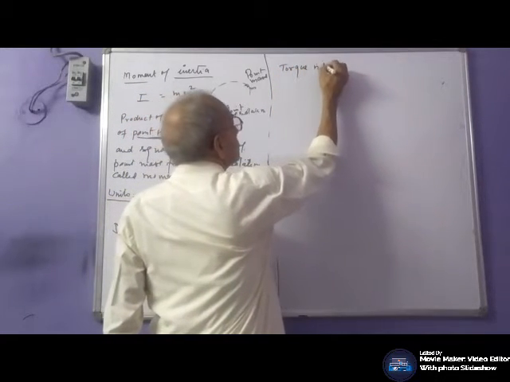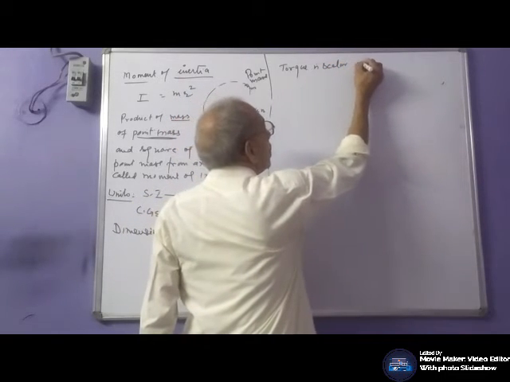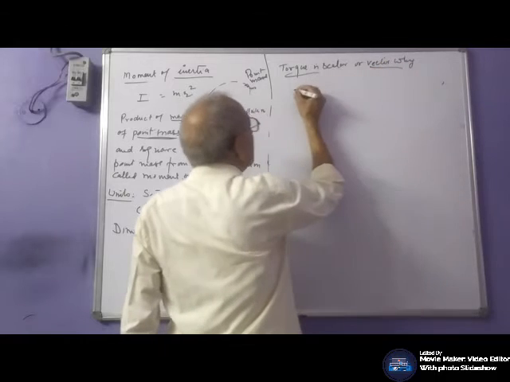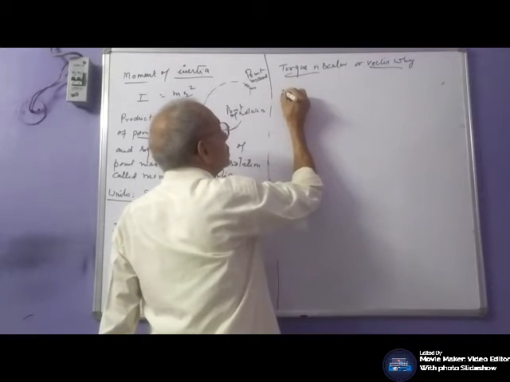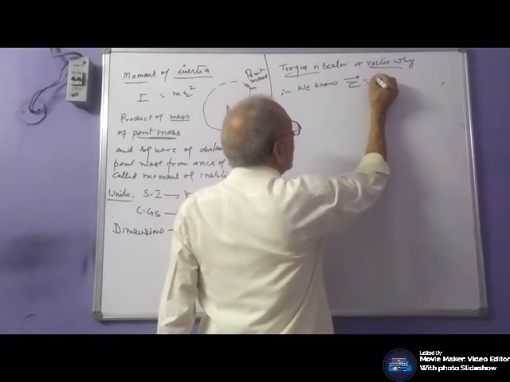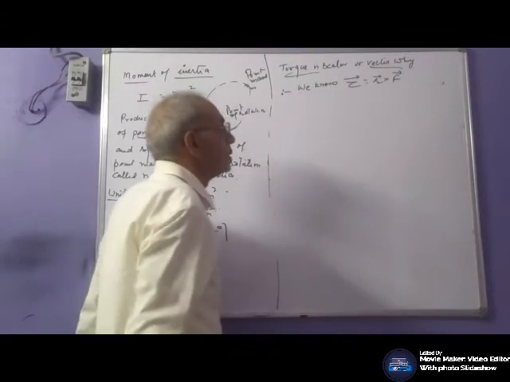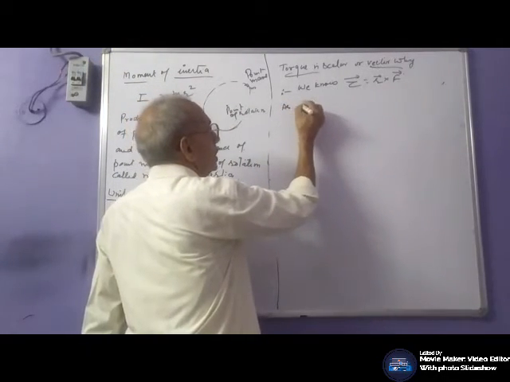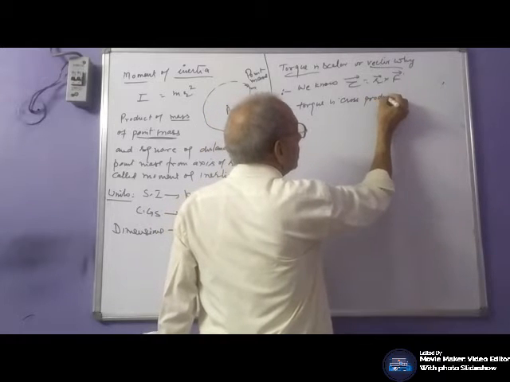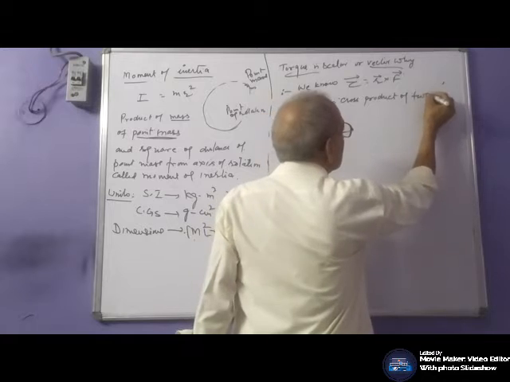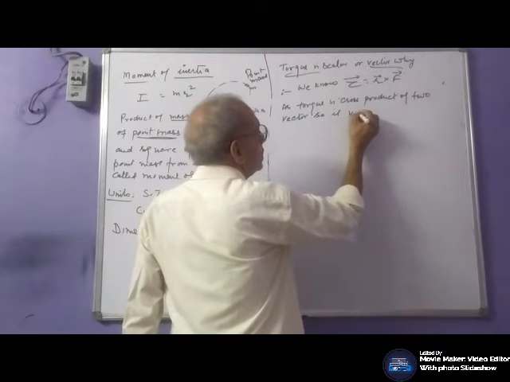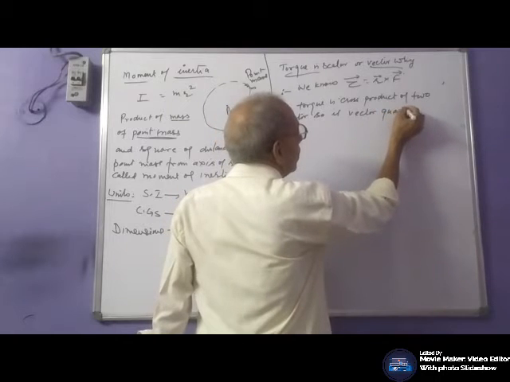Is torque a scalar or a vector? Why? This is a question. We know torque is R cross F. This was the expression. As torque is the cross product of two vectors, so it is a vector quantity.